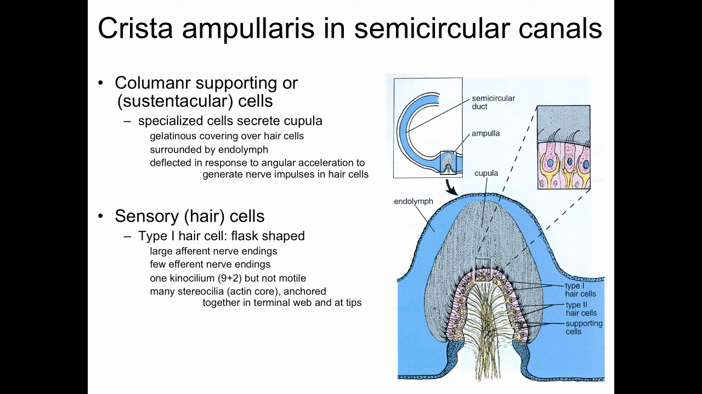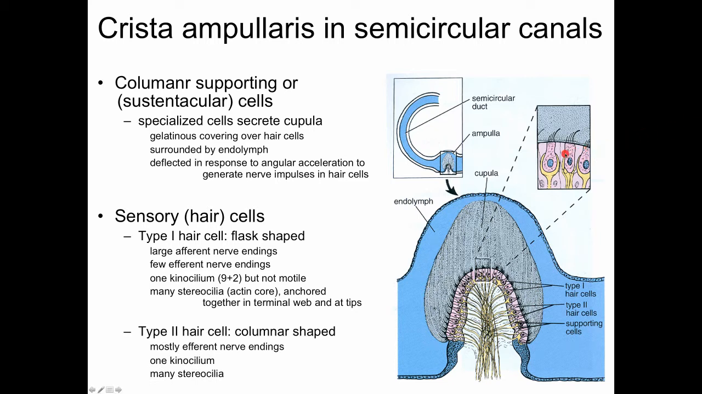It's got a 9+2 arrangement of microtubules, but it's not motile, and the type 1 hair cell has many stereocilia. These stereocilia, recall, have actin cores. The stereocilia are anchored together in the terminal web and at the tips. And then there are type 2 hair cells, which are a columnar-shaped cell. They have mostly efferent nerve endings, 1 kinocilium, and again many stereocilia.